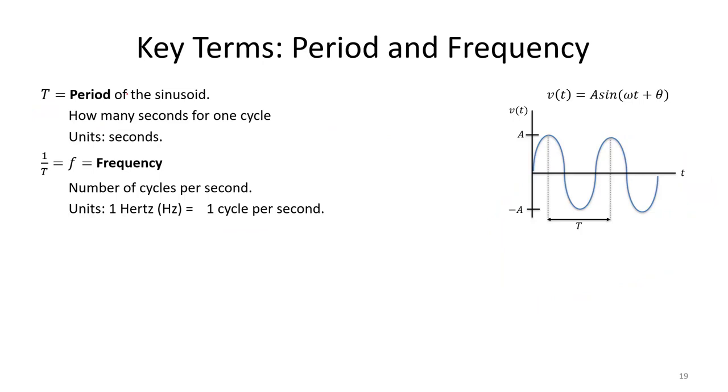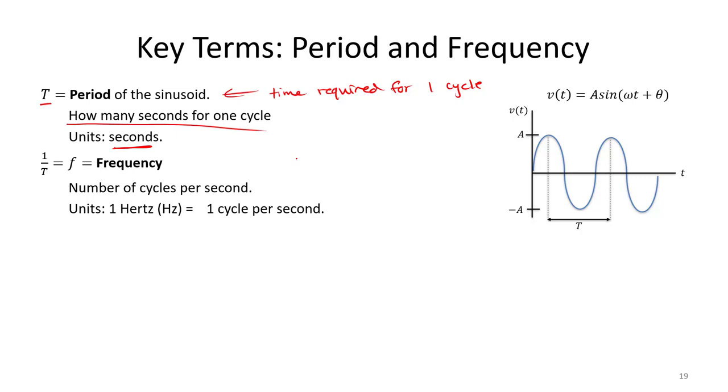All right, our next important property is period. Period is often abbreviated by the symbol T. And period tells us the amount of time it takes for our sinusoid to produce one cycle. So units of period are seconds. It's basically the time required for one cycle of our wave.